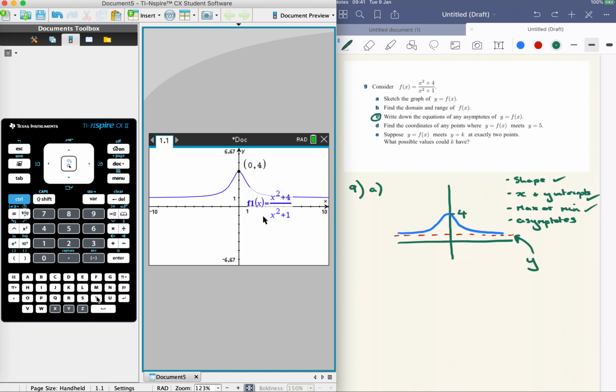Y equals 1. Be careful. Okay. Right, now we need to work out the domain and range for our function of x. B, the domain. What x values can I put into this?